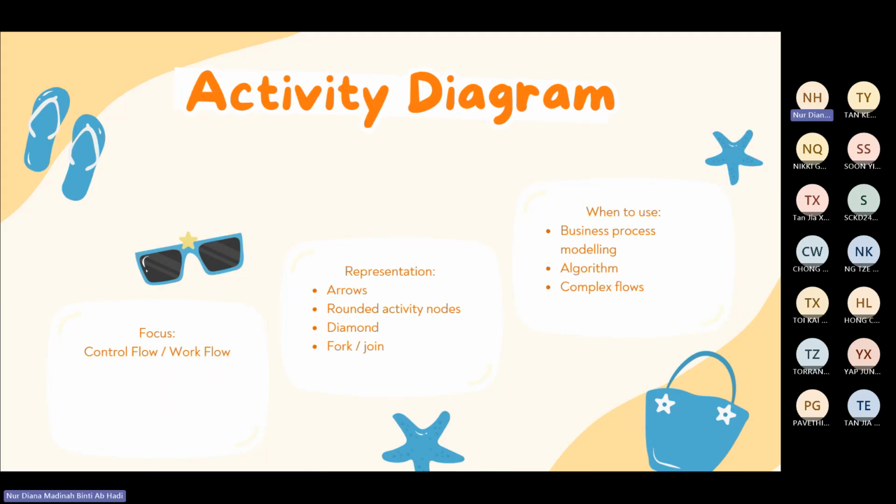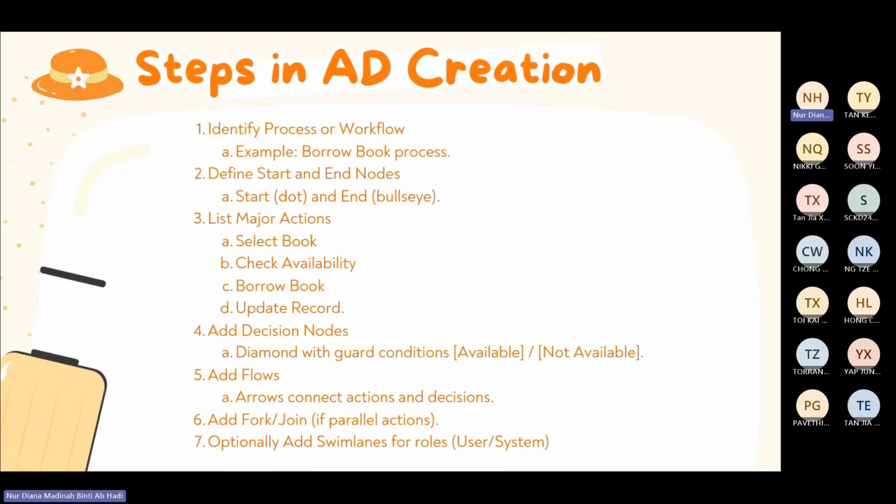The activity diagram is to show the control flow and your workflow. So we are using arrows, rounded activity nodes, diamonds, and also fork or join. We use it when we want to show algorithms, the concept flow, and also business process modeling. So how is it constructed? This is the way.